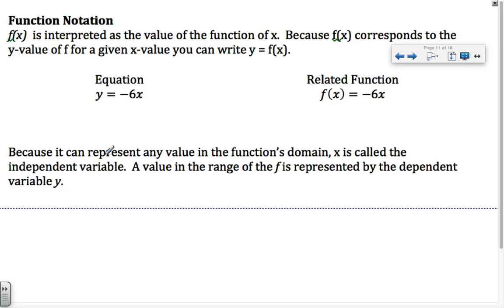So you've probably seen this written as a function machine, where you take the value of x, the independent variable, so you can change it, and you plug it into your function, and it does the rule, and then it spits out the y value, or the output, which is the dependent variable.